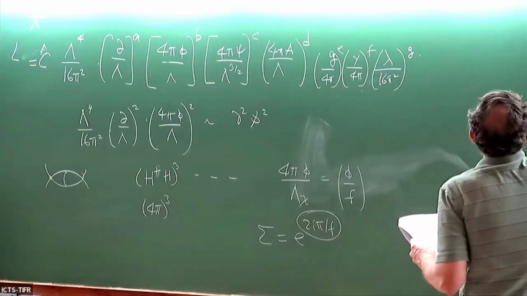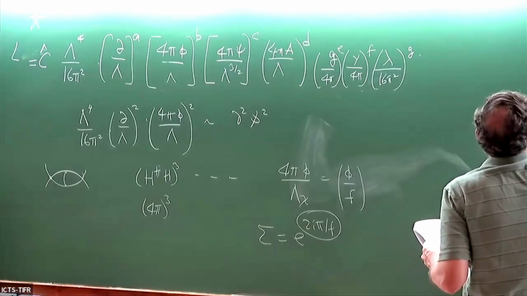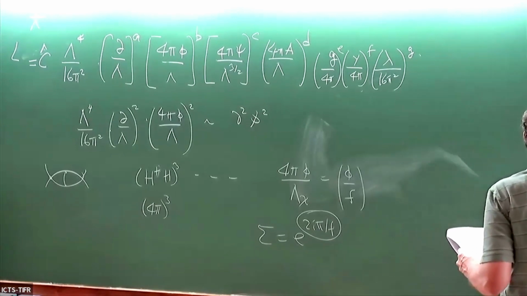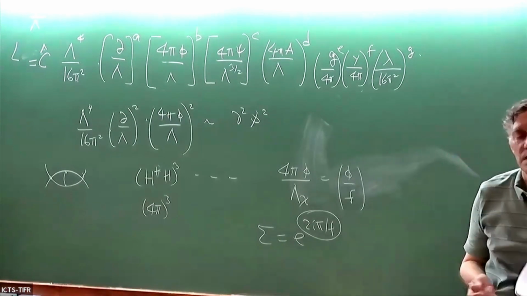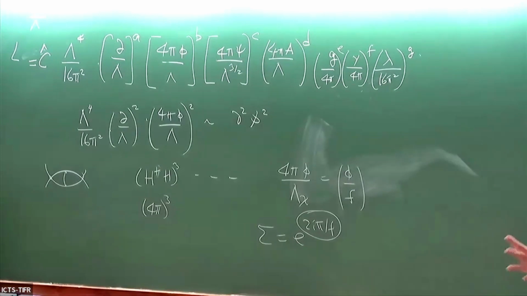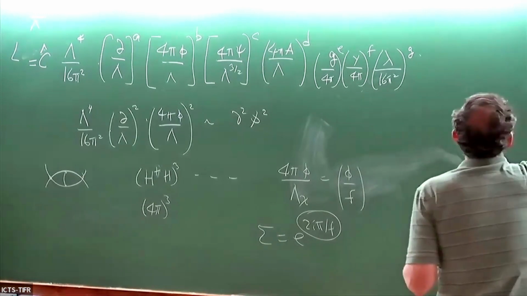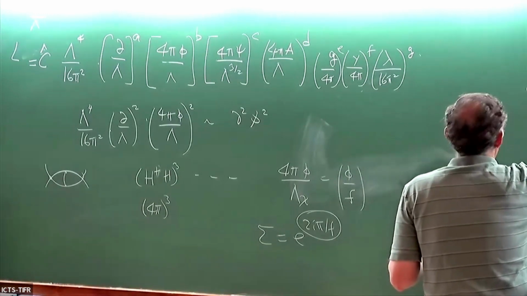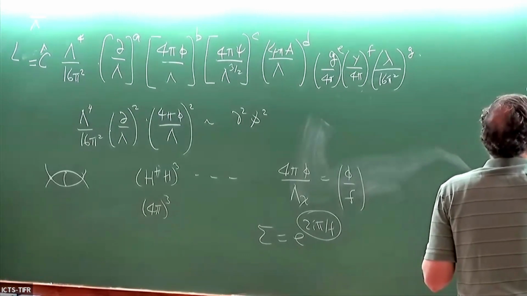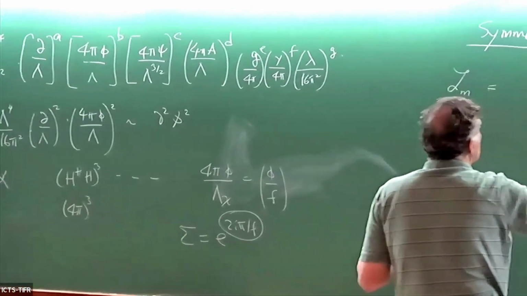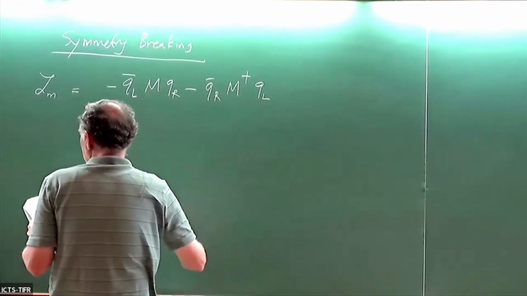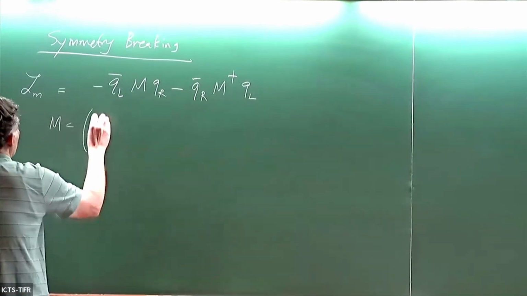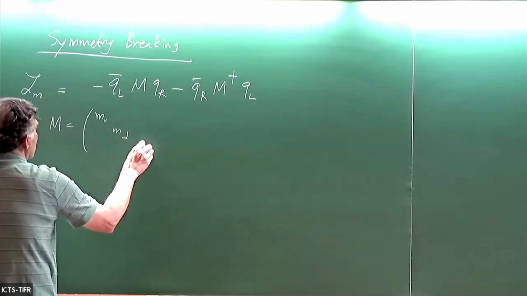Okay, so the next thing I wanted to do was symmetry breaking. Now you'll see we can get to some interesting stuff. So we started with massless quarks. The chiral symmetry was exact. The pions were exact Goldstone bosons and were massless. And now I'm going to add to the Lagrangian the mass term, which is minus q bar left M q right minus q bar right M dagger q left, where the mass matrix is m_u, m_d, m_s.